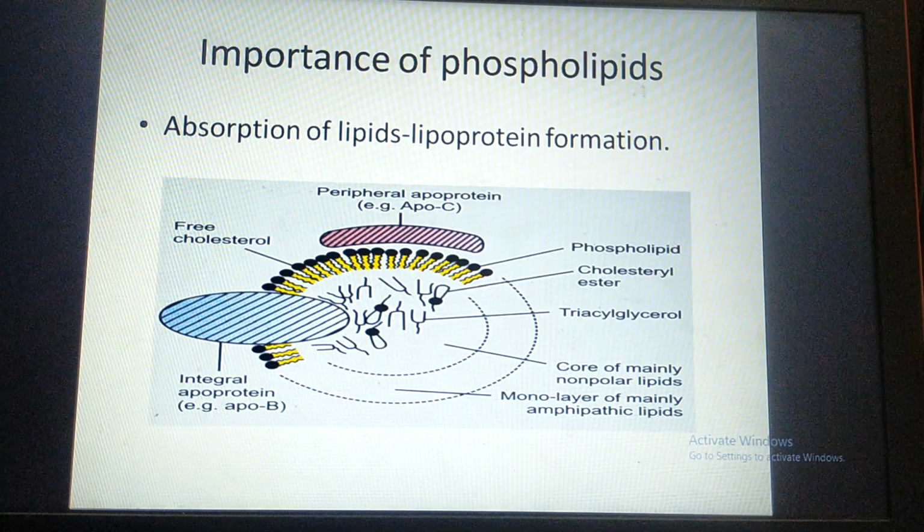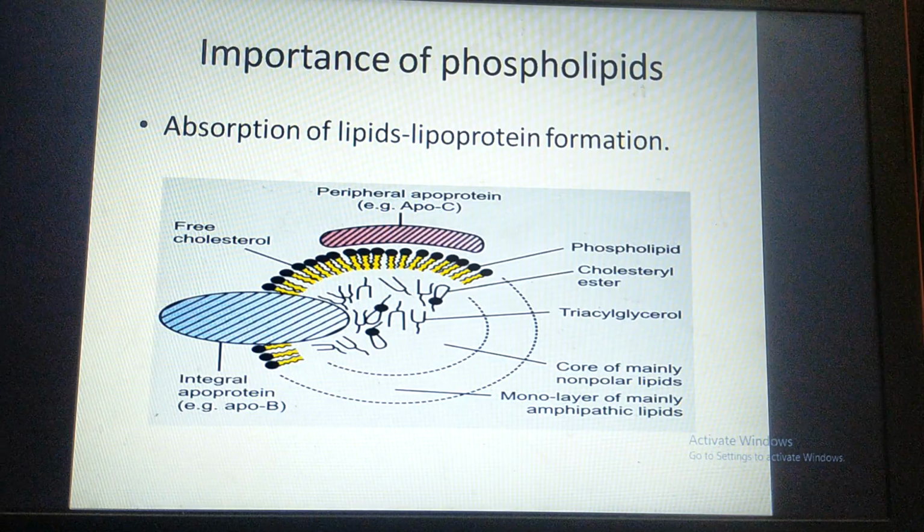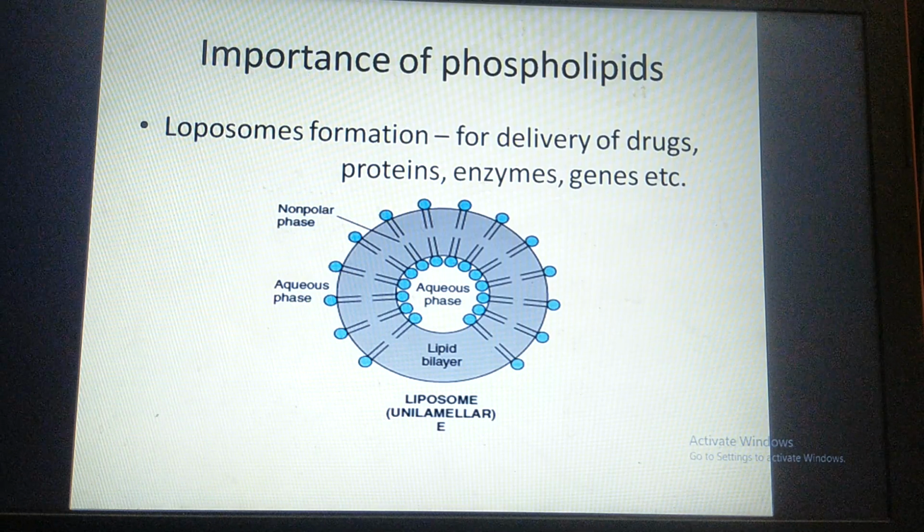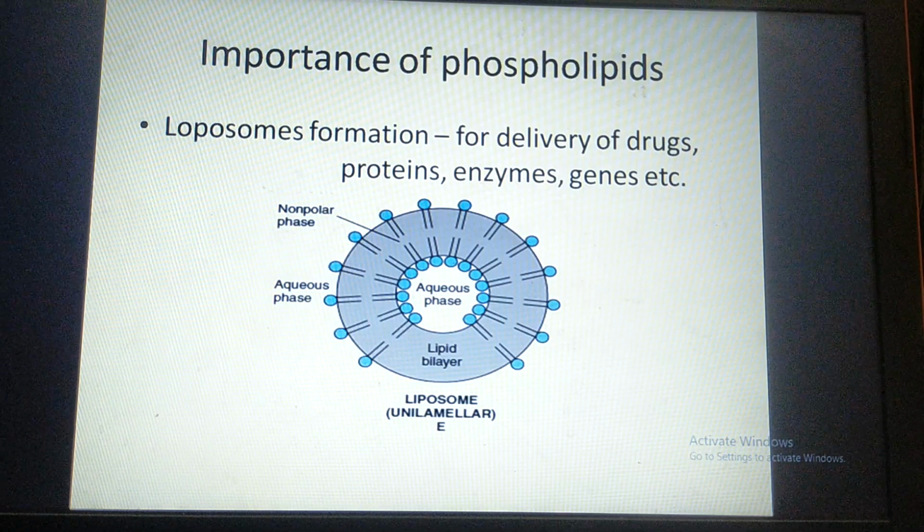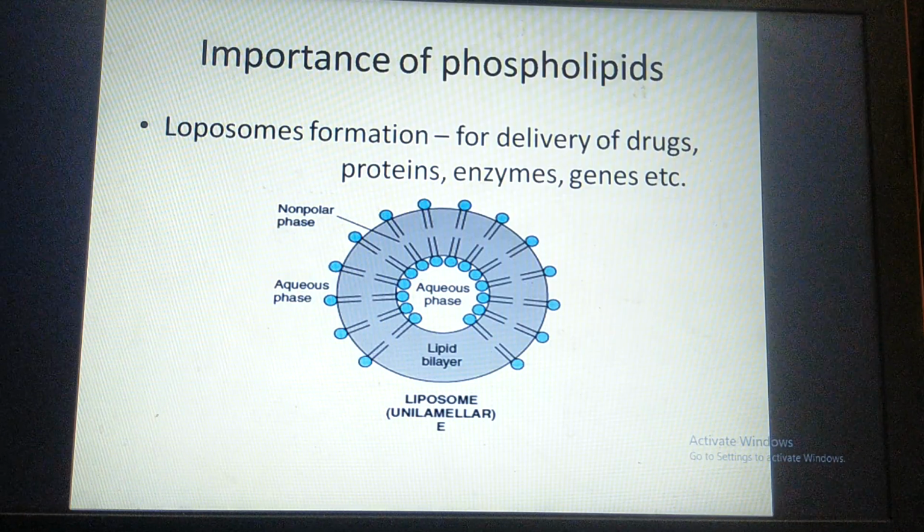So phospholipids form the peripheral part of this lipoprotein because of their amphipathic nature. Again, they hide their tail inside and their hydrophilic head remains outside, playing an important role in the formation of various lipoproteins. Phospholipids also play an important role in the formation of liposomes. These liposomes are artificially prepared by using phospholipids. They are double membrane structures, circular, with their hydrophobic part hiding inside and hydrophilic part facing outside and into the lumen. Here also liposomes trap a space in the core where you can deliver the hydrophilic drugs, proteins, enzymes and genes.